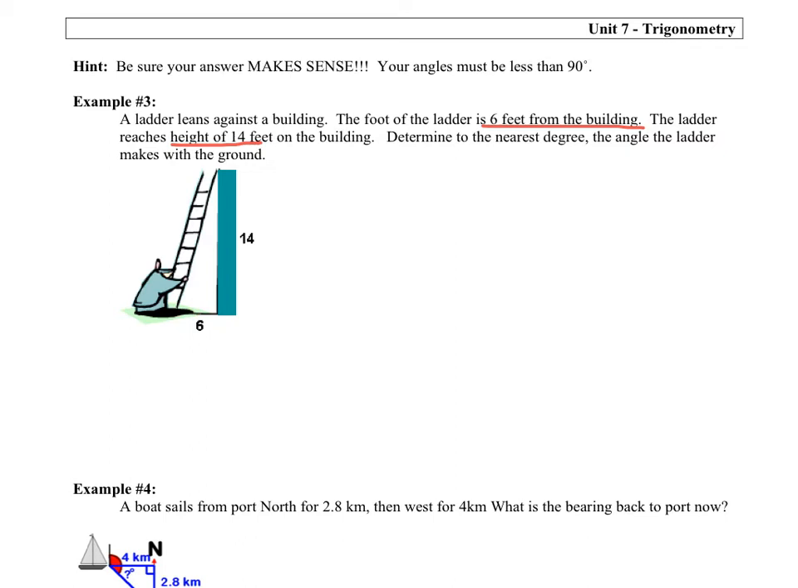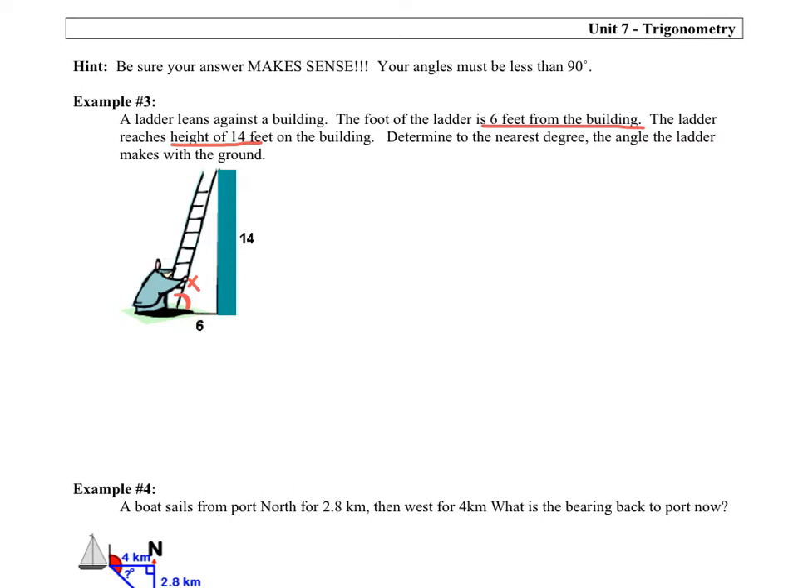So our measurements are already labeled for us. We just have to know the angle between the ladder and the ground. So that's this angle right here. You can label it whatever you want. You can label it theta, you can label it x, it doesn't matter. I'm going to label it x though. And that's going to be my reference.